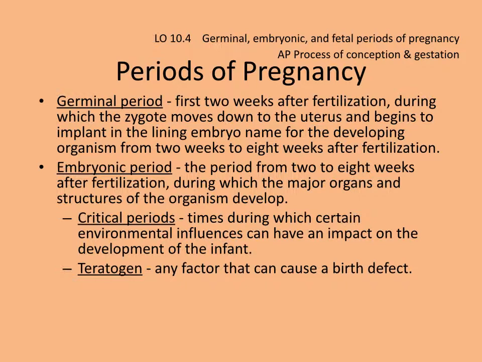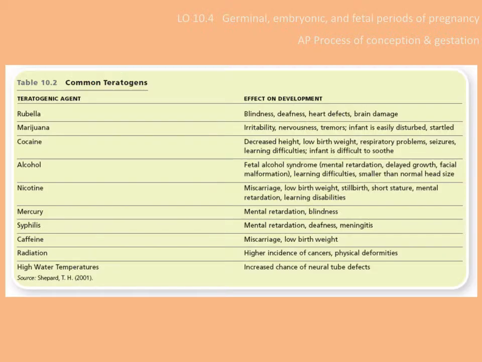Teratogens are any factor that can cause a birth defect. What we're going to see is drugs, alcohol, any of those types of things are teratogens that are introduced to the baby and endanger the baby. Both critical periods and teratogens happen in the embryonic stage. Here are some examples of teratogens: marijuana, alcohol, nicotine, all of those different types of things.